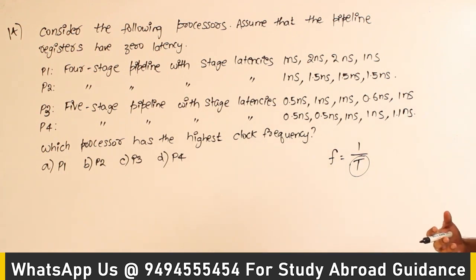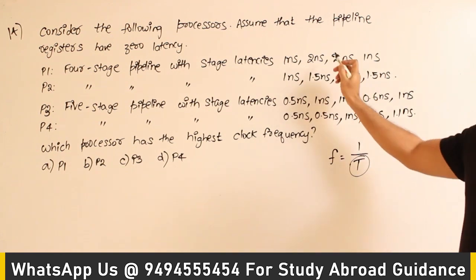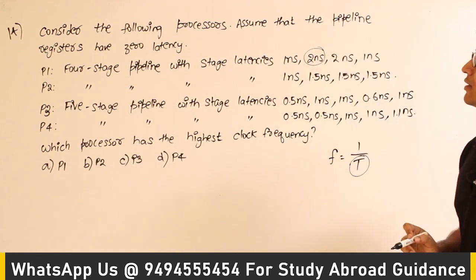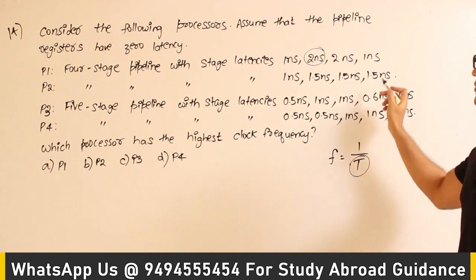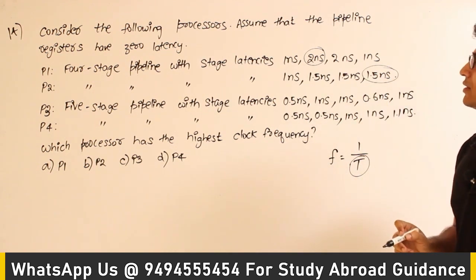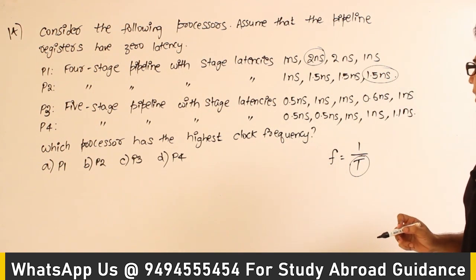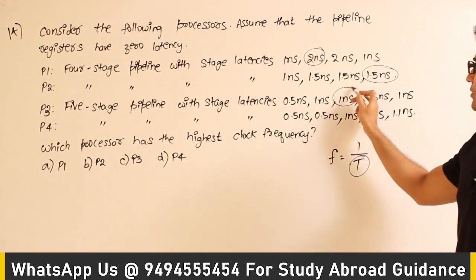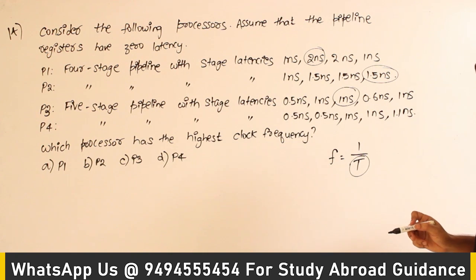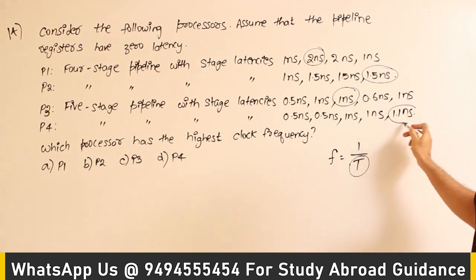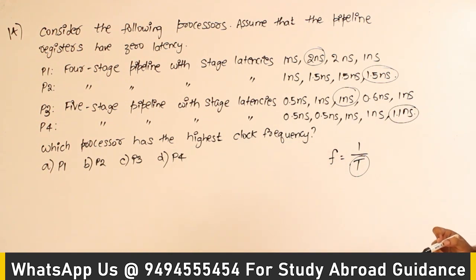So now let's see for each one of them. For P1, what is the maximum required? 2 nanoseconds, right? And for P2, maximum required is 1.5 nanosecond. For P3, the maximum time period required is 1 nanosecond, and for P4, the maximum required is 1.1 nanosecond. Therefore, these are the time periods for each clock, right?